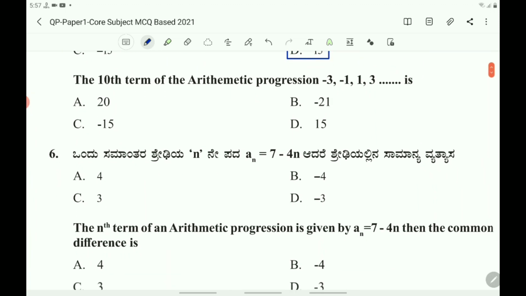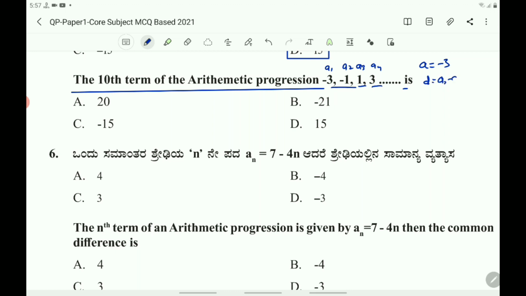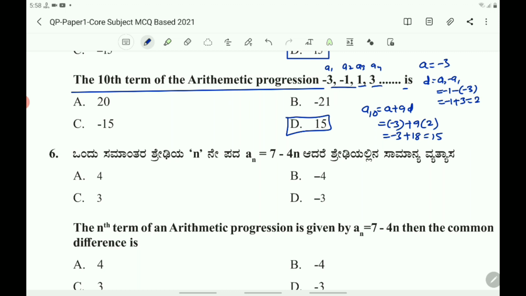Same question in English medium. The 10th term of the AP minus 3, minus 1, 1, 3 is. Here it is a1, a2, a3, a4. a1 is a, which equals minus 3 here. d is a2 minus a1, that is a2 is minus 1 minus of minus 3, minus 1 plus 3, 3 minus 1 is 2. Then a10 is a plus 9d, equals a is minus 3 plus 9 into d, 2. Minus 3 plus 18, 18 minus 3 is 15. So what is the answer here? Option D is the answer.